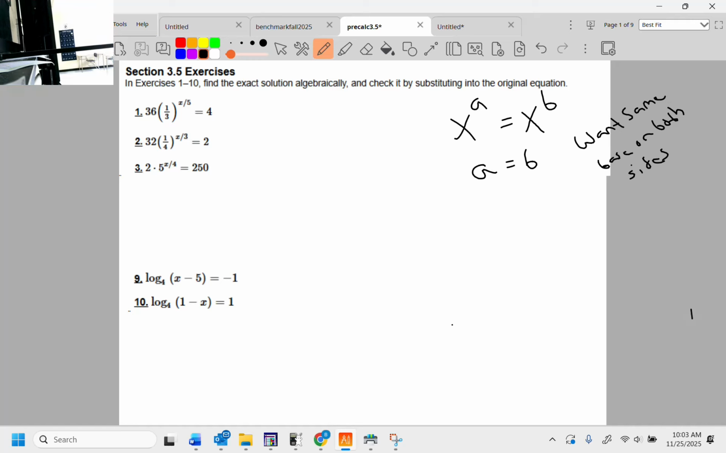So I taught you guys to do the easy stuff first. Divide that 36 out. If you divide that 36 out, obviously you get a cancellation on the left. What's 4 over 36 reduced to? 1/9. So 1/3 to the x over 5 is 1 over 9. Now these are both powers of 3.